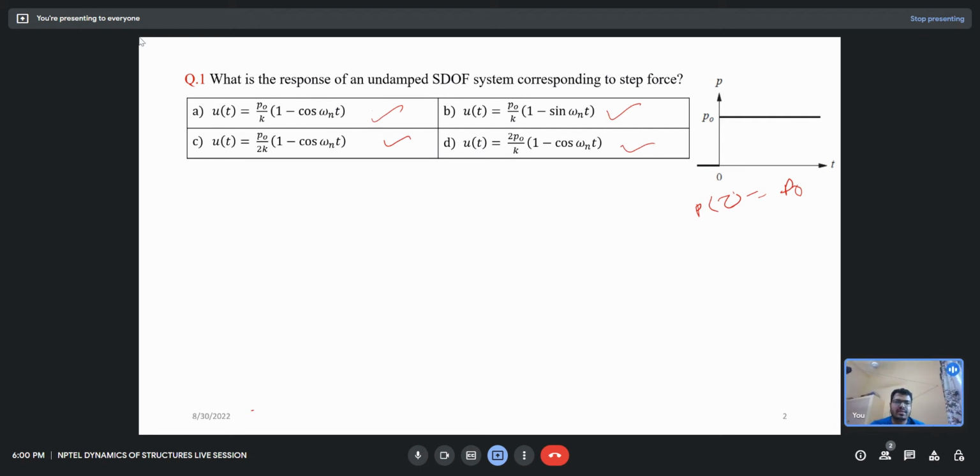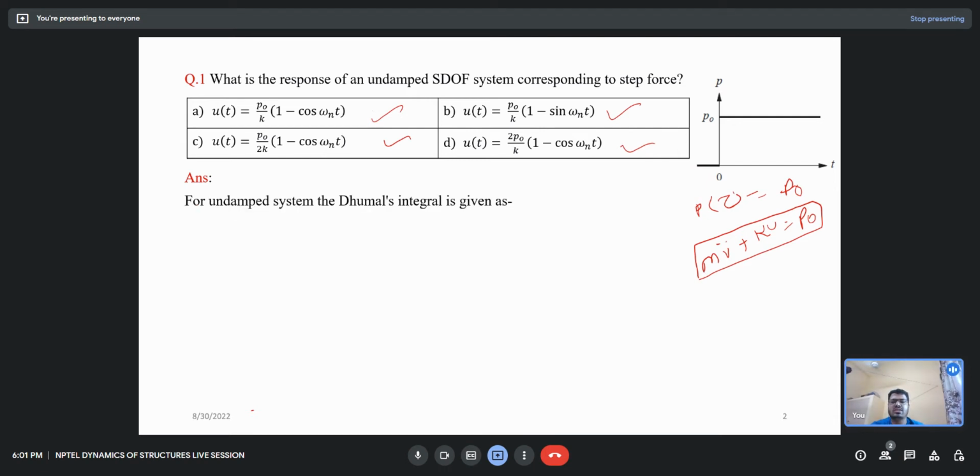So do you know the Duhamel integral? By Duhamel integral we can directly solve this question, or you can easily solve this question by knowing the direct equation m u double dot plus k u is equal to p naught. By this formula you can get the solution also, but for simplicity we have another way to solve this form of the loading. So for this we use the Duhamel integrals.